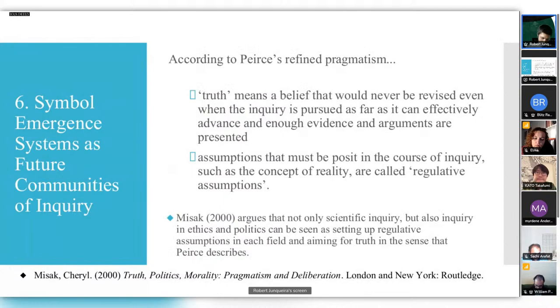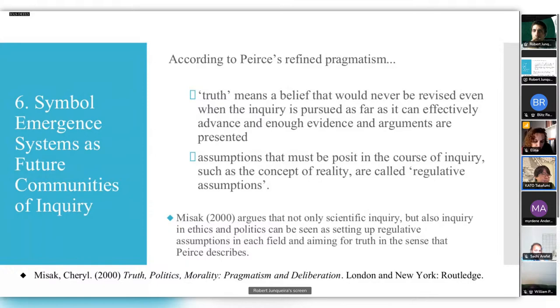According to the pragmatism refined by Peirce in his later years, truth means a belief that would never be revised even when the inquiry is pursued as far as it can effectively advance and enough evidence and arguments are presented. Of course, it is scientific inquiry that Peirce has in mind.